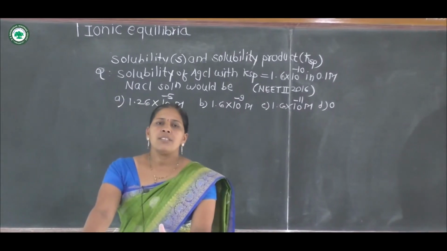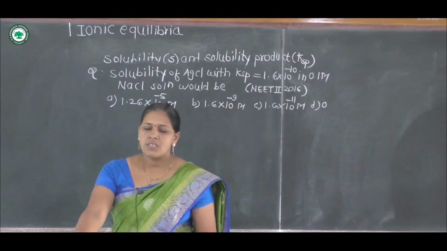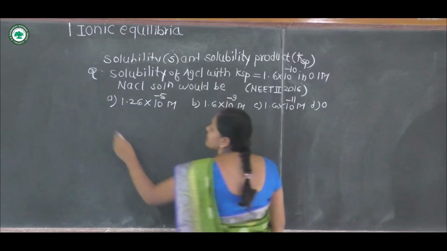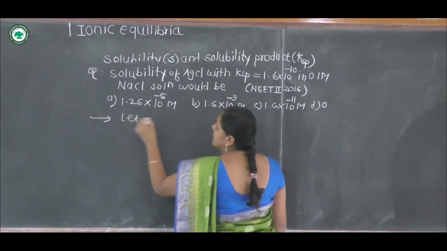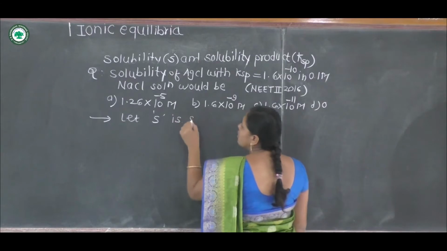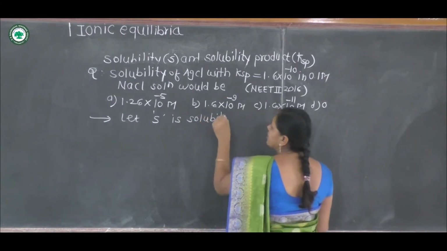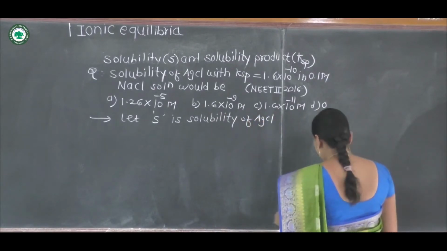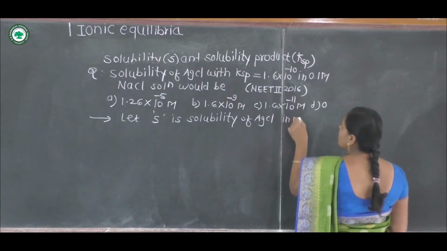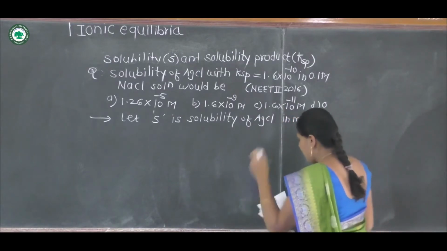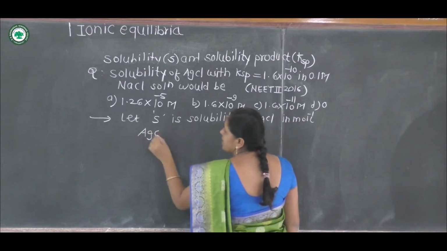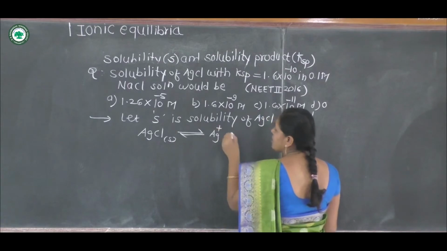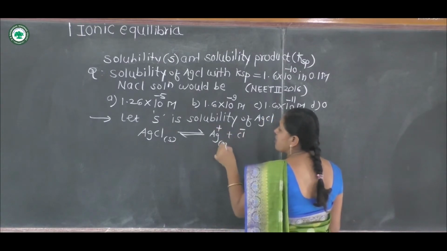Then how will you calculate the answer of this question based on solubility and solubility product? First of all, let us consider S is the solubility of silver chloride in moles per liter, and its dissociation can be written as AgCl giving Ag plus plus Cl minus, aqueous.